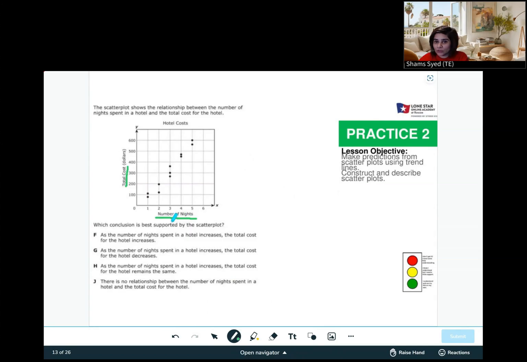Now you will look at the scatter plot carefully. Which conclusion is best supported by the scatter plot? Look at the four answers and pick the best one. Your 3-minute timer starts now.